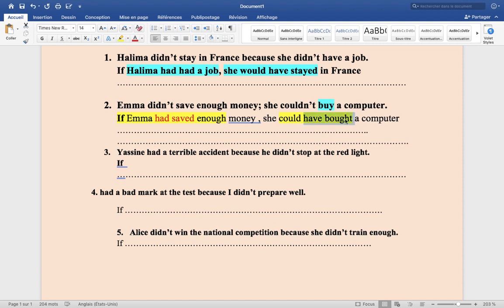Try to revise the past participle of verbs, especially the irregular verbs. Irregular verbs are very important, so we have to revise them by heart. So, she could have bought a computer.